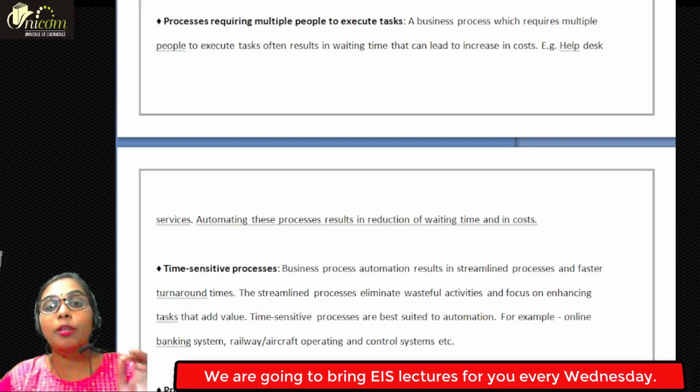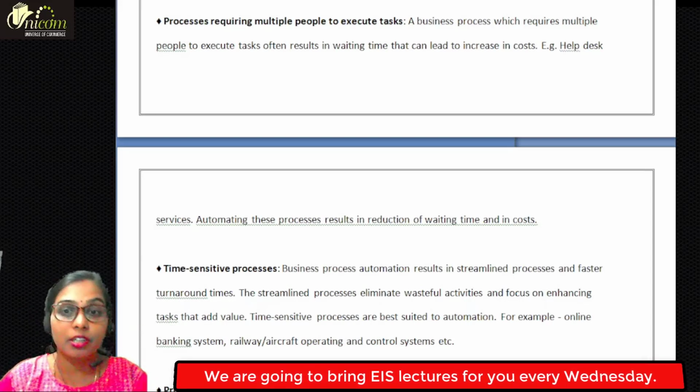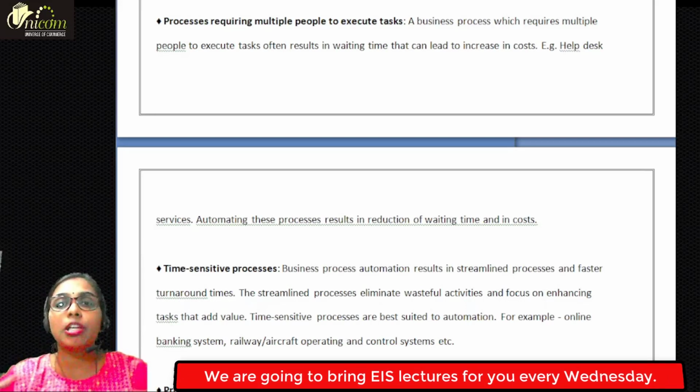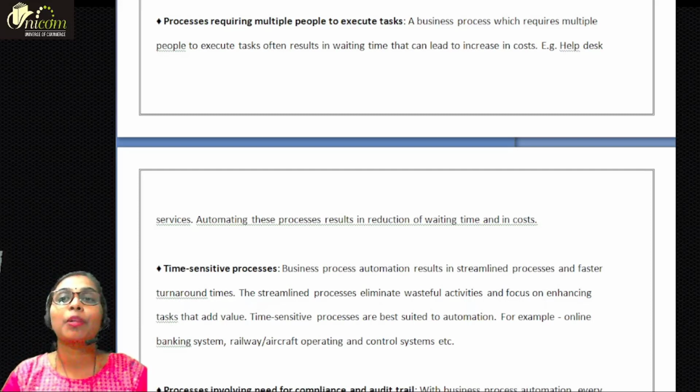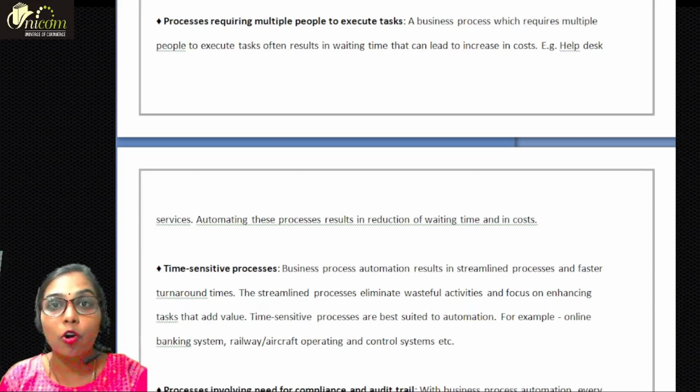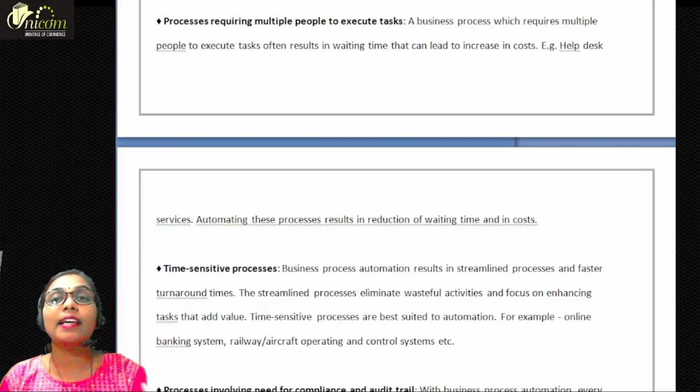Okay, so business process automation results in streamlining. Streamlining means it gives you a proper line. It shows you how you have to do your work without putting in more effort, and how that process can be done in an easier and better way without wasting more money or time.